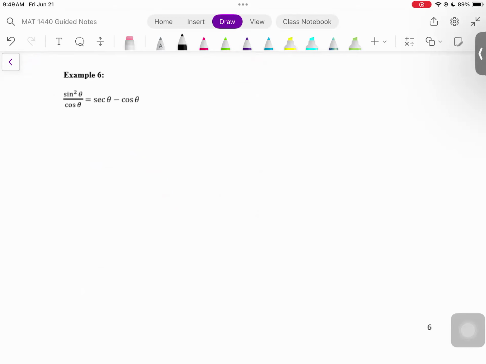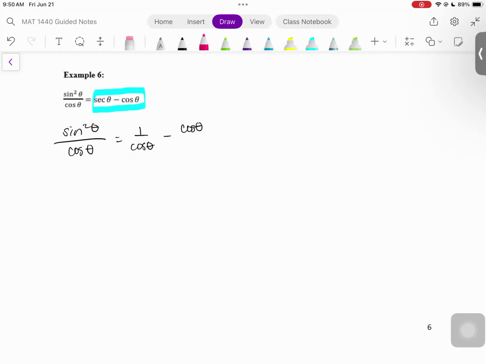And our last identity: sine squared theta over cosine theta is equal to secant theta minus cosine theta. As in that previous example, I usually try to start working with the side that has either addition or subtraction over the side that's multiplication and division. So I'm going to work with the right-hand side in this case. Keeping the left-hand side, sine squared theta over cosine theta equals secant theta, which is 1 over cosine theta, minus cosine theta.